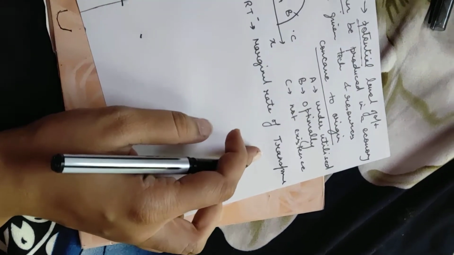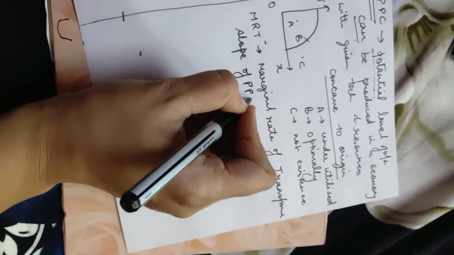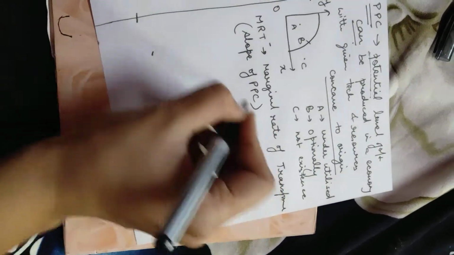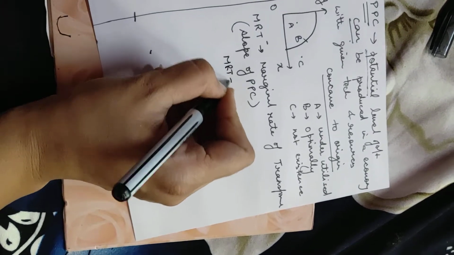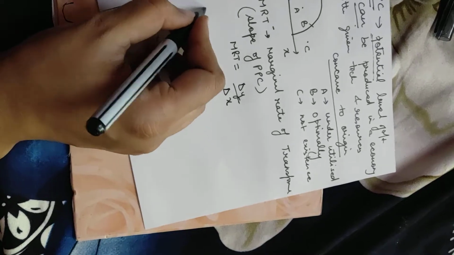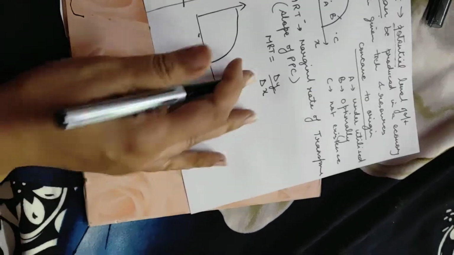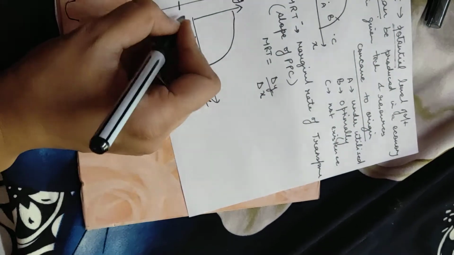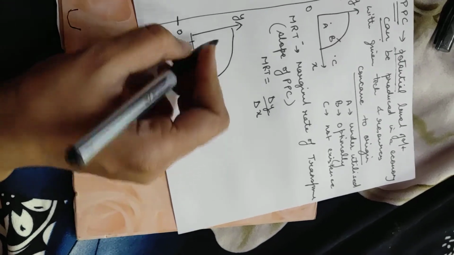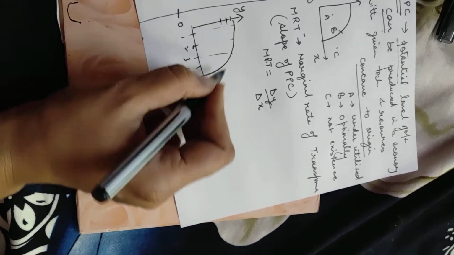Now marginal rate of transformation, this is nothing but the slope of PPC. When we talk about this MRT, the slope of PPC, the formula is MRT is equal to change in y upon change in x. Now if we see, this is your PPC. The moment I want to increase x by 1 unit, I need to reduce y by some amount.